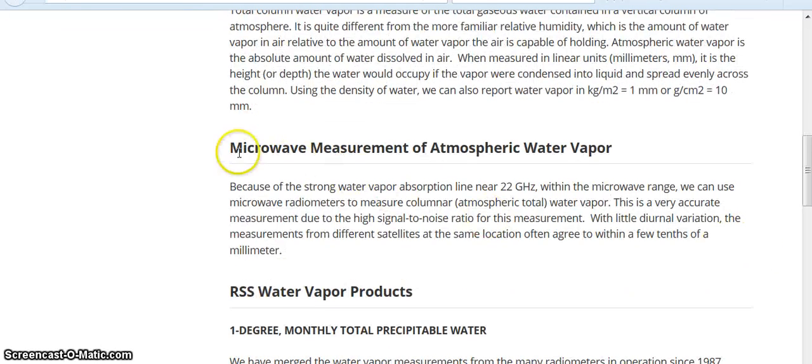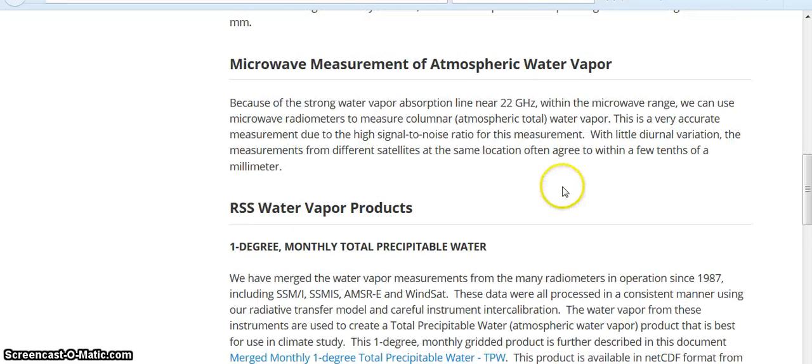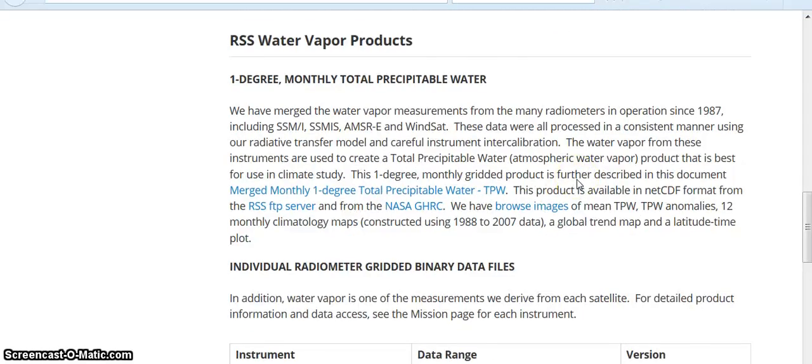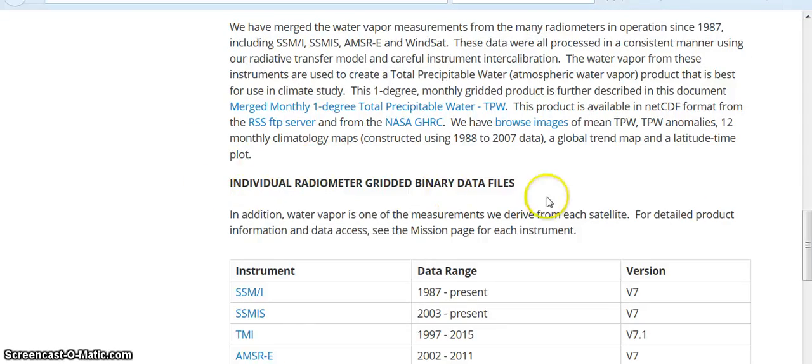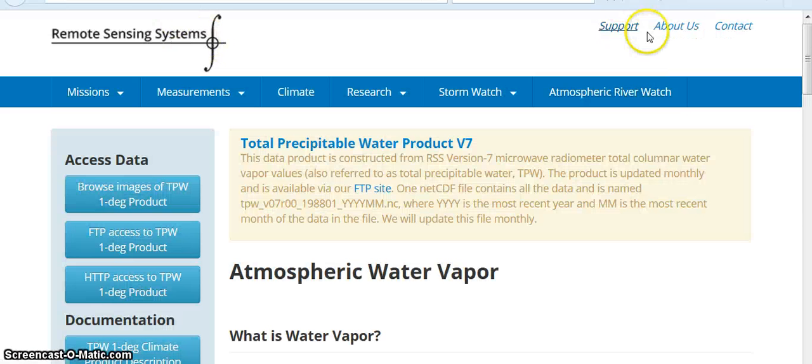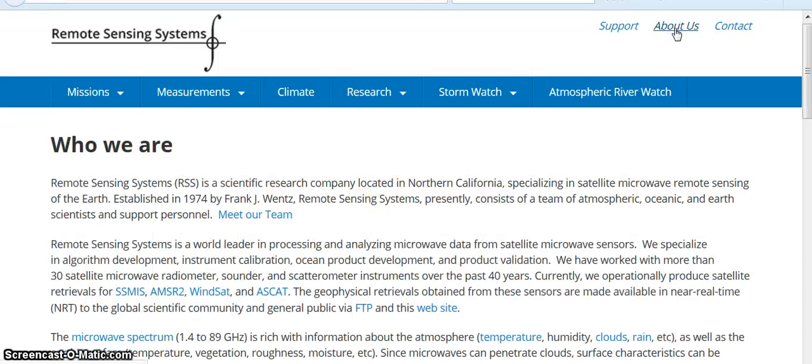And then they measure it with microwave energy. And this is an interesting thing that kind of bothers me because microwave, as we know, cooks food, correct? So who are these people?